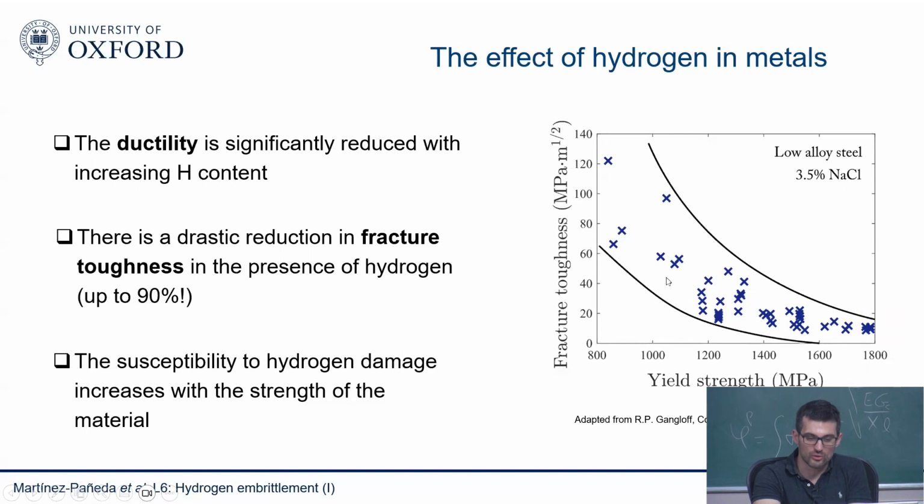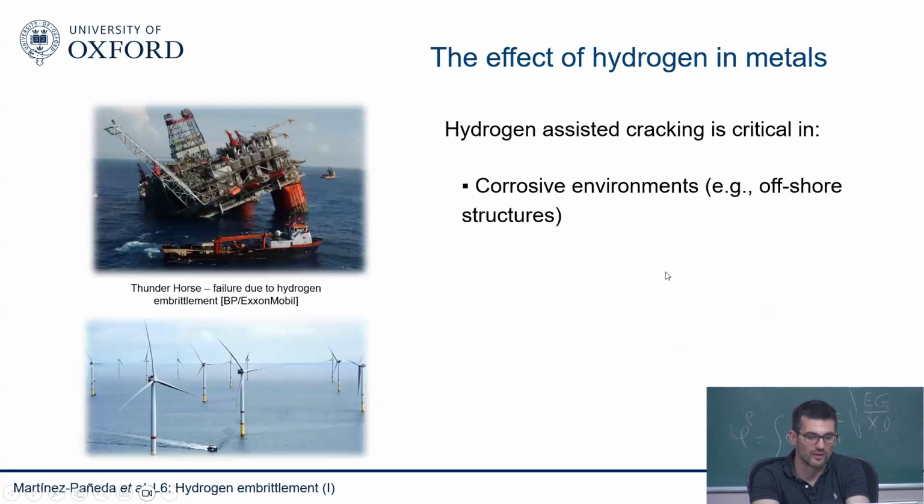And that's a problem because hydrogen embrittlement was traditionally an issue related to very aggressive environments. For example, those typical of offshore engineering. I mentioned yesterday the Thunder Horse accident. That is the biggest accident in terms of environmental consequences in the oil and gas industry. But we also see it in offshore wind energy and so on. So this was before these modern high-strength steels came along.